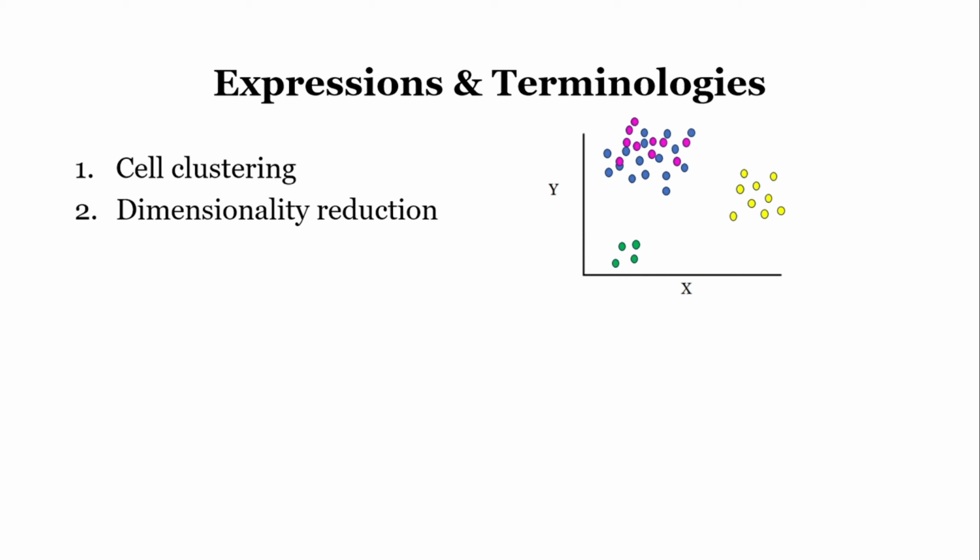Dimensionality reduction. Single-cell RNA sequencing analysis generates high-dimensional gene expression data, which can be challenging to visualize and analyze directly. Dimensionality reduction techniques like principal component analysis, t-distributed stochastic neighbor embedding, or t-SNE, or uniform manifold approximation and projection are frequently employed to visualize the data in lower dimensional spaces while preserving its structure.